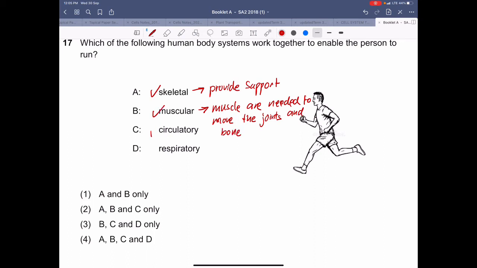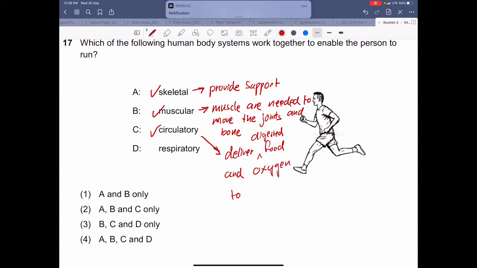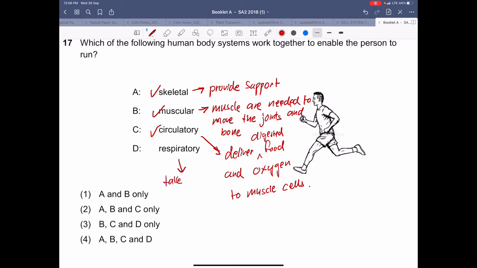Okay? Circulatory is also needed to deliver food, or rather digested food, and oxygen to all cells, or rather muscle cells in this case. And then your respiratory system helps to take in oxygen and give out carbon dioxide. So they work together in order to get the man running.